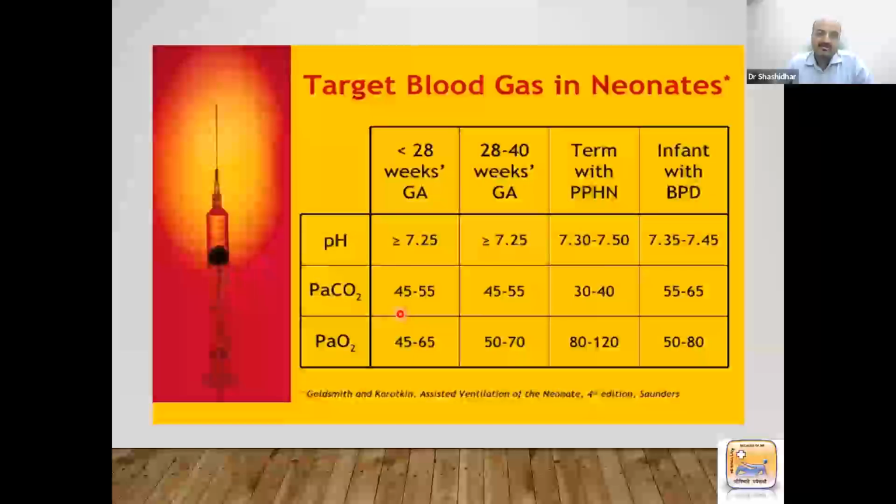So that's called the concepts of permissive hypercapnia or permissive hypoxemia. Provided your pH is more than 7.25, you can accept a value of PCO2 up to 55 or even 60. It doesn't cause harm. If you try to aggressively normalize by reducing PCO2, it can cause harm to the baby. Again, babies with PPHN, or a baby with CDH, we don't want a normal blood gas like 7.35 to 7.45. We accept a slightly acidotic pH.